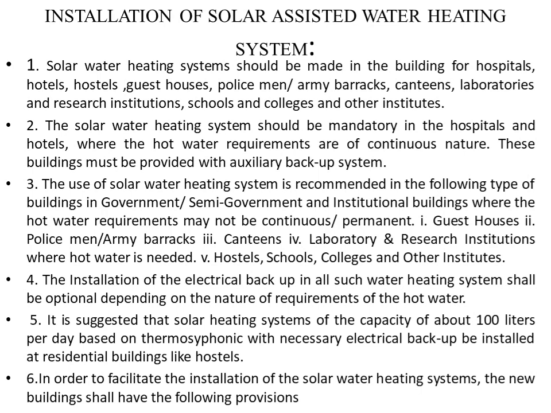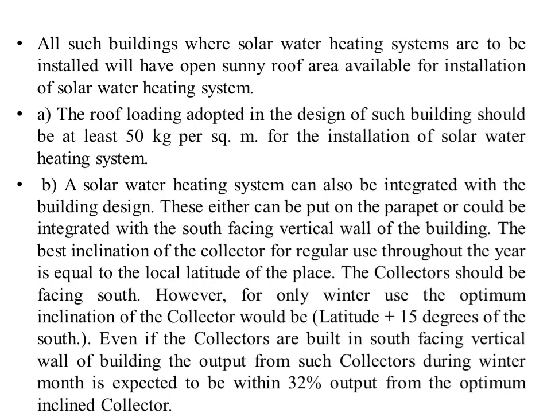of hot water. It is suggested that solar heating system of the capacity of about 100 liters per day based on thermosiphoning with necessary electrical backup be installed at residential buildings like hostels. In order to facilitate the installation of solar water heating system, the new building shall have the following provisions. All such buildings where solar water heating systems are to be installed will have open sunny roof area available for installation of solar water heating system.